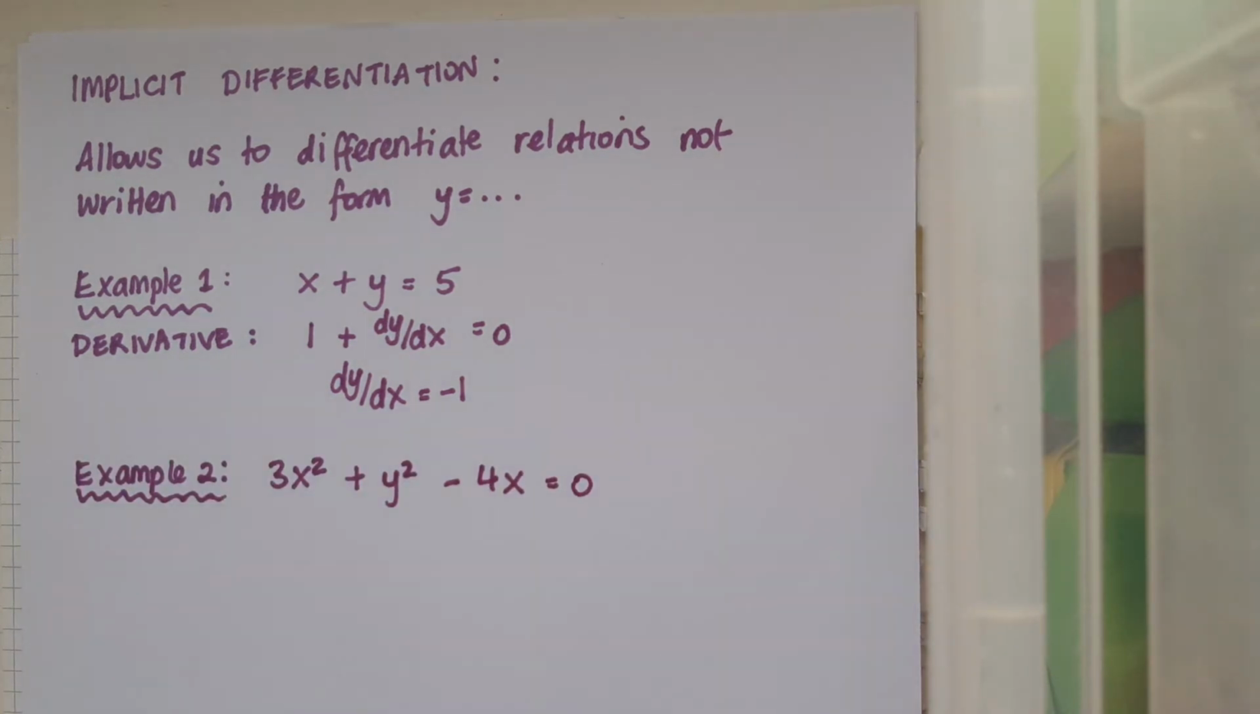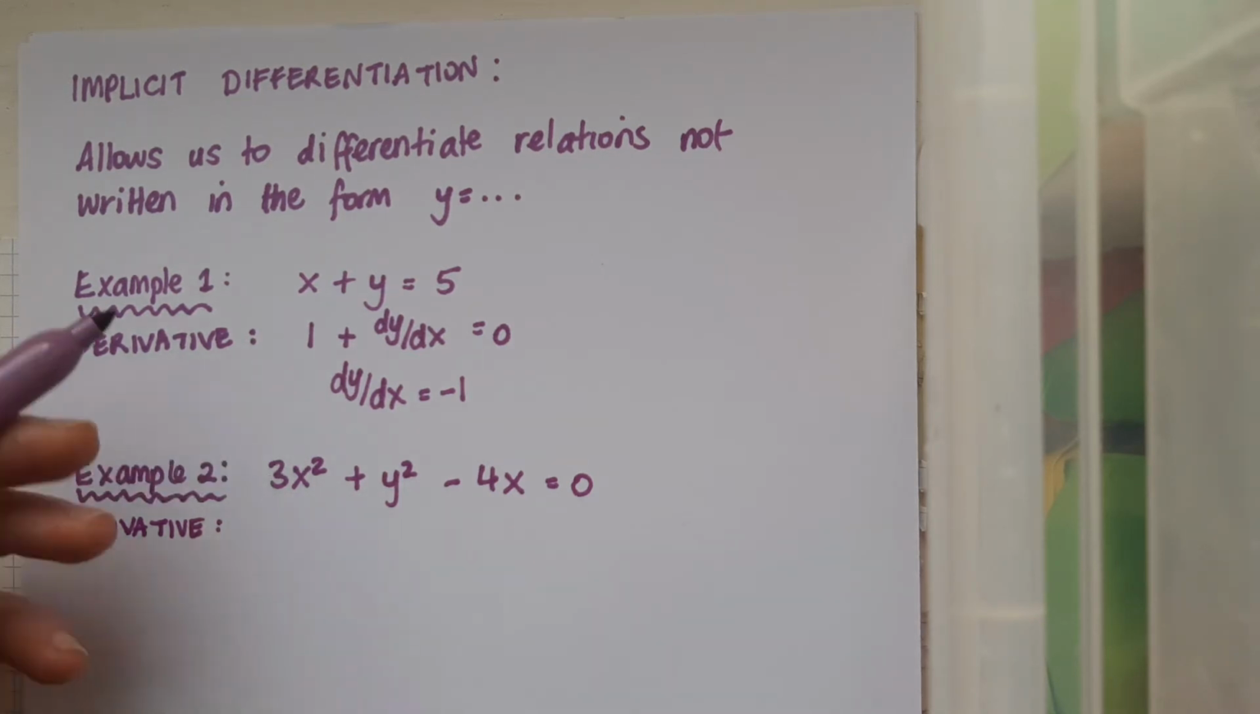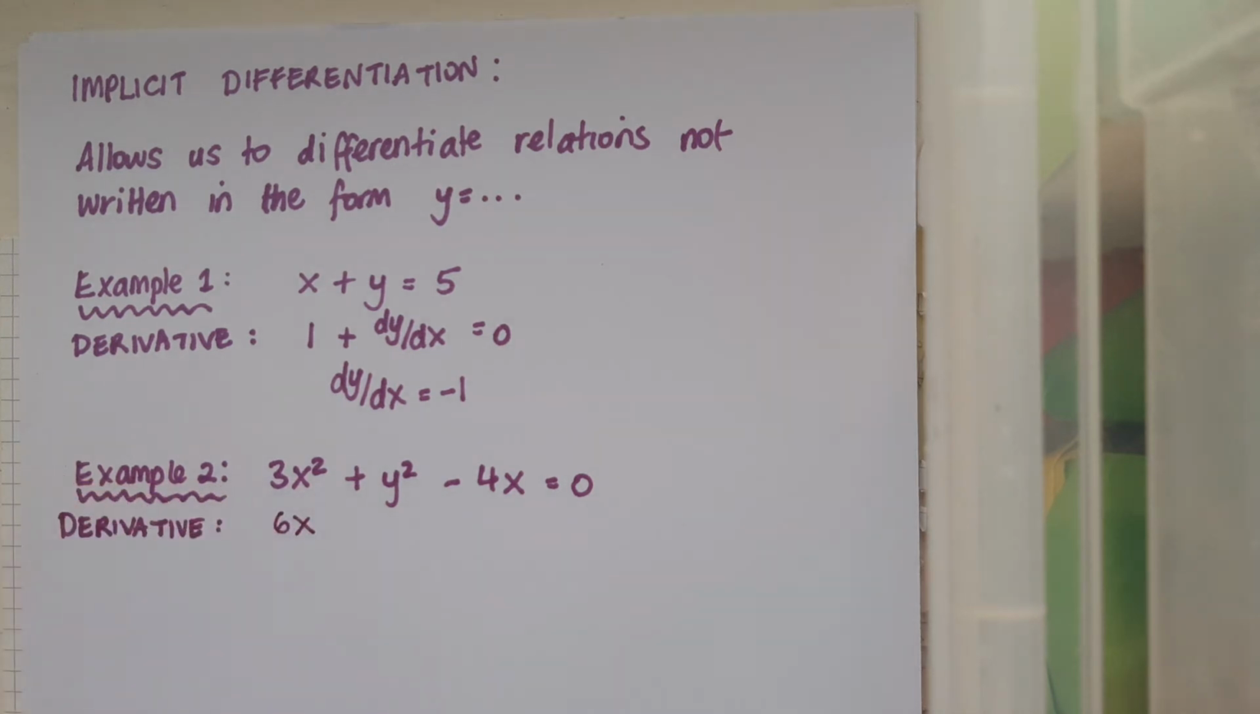Let's look at a second example. So this time we've got 3x squared plus y squared minus 4x equals 0. Okay, so starting off, I'm going to differentiate my first term, 3x squared. When I differentiate 3x squared, that's just like normal. The 2 comes down in front and multiplies. I end up with a 6. I reduce the power by 1, so it's just 6x.